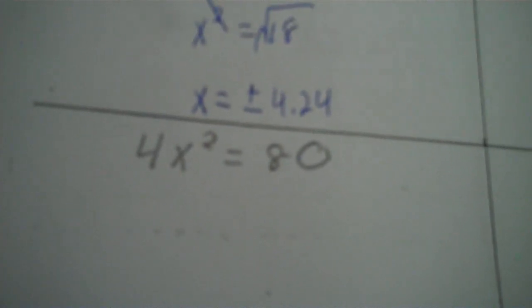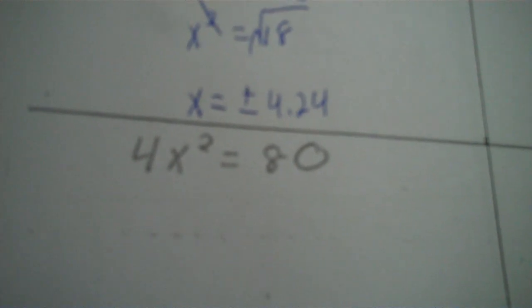Okay, next problem. 4x to the second power equals 80. Again, I look through the equation, and for variables, I see x to the second, but that's it. So it's x to the second only. So anytime we have an only of anything, we're applying linear properties. Okay, square root.